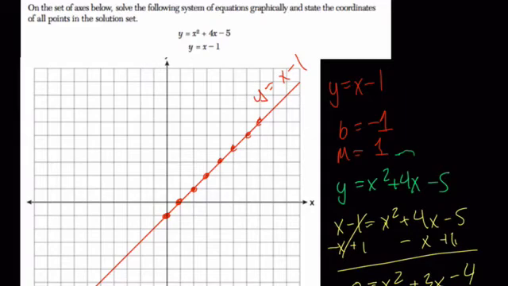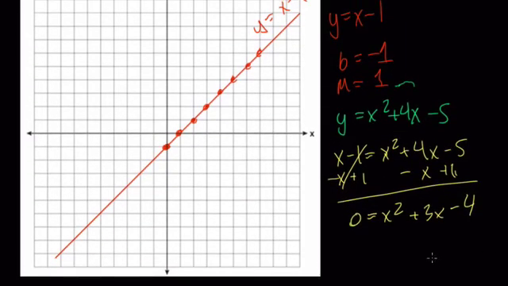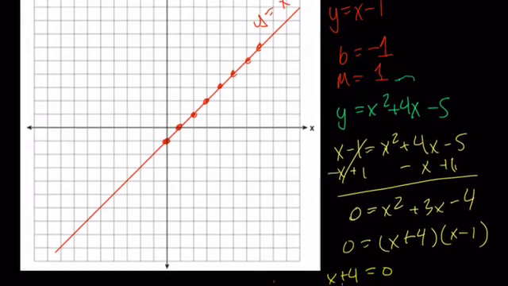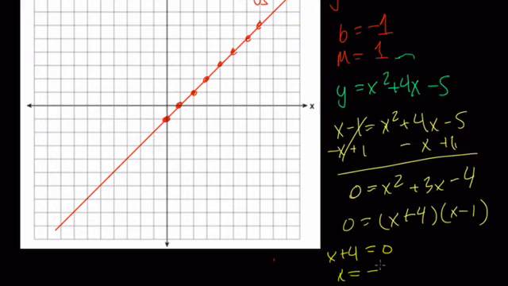So now when we factor this, we're finding when these two things meet. What factors of -4 add to 3? Well, I know that +4 times -1 is -4, and if I add them, I get +3. Sorry, this pen is not working very well right now. Okay, that equals 0. This means that x plus 4 could equal 0. Subtract 4 from both sides, x equals -4. And this means that x minus 1 could equal 0. Add 1 to both sides, and x equals 1.